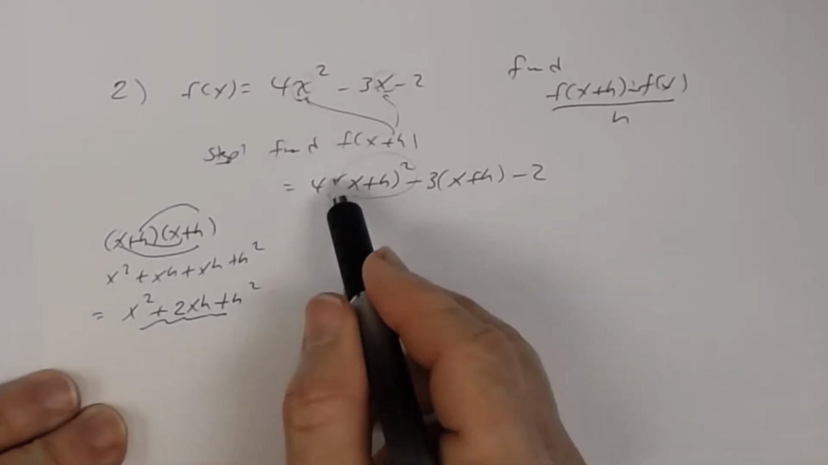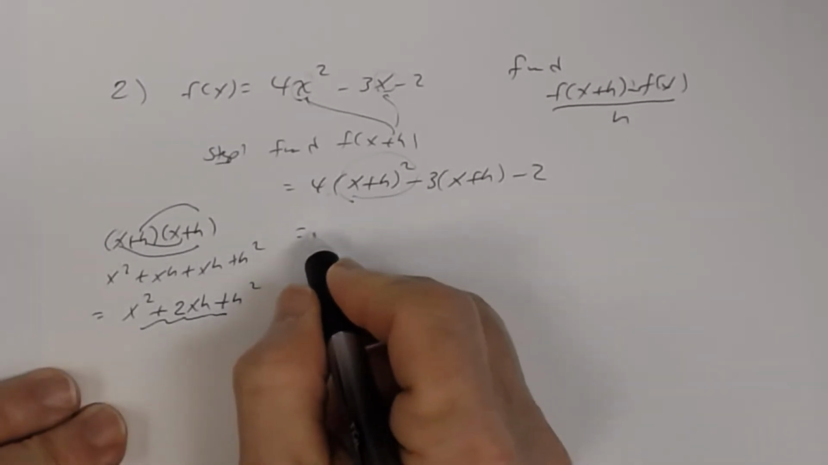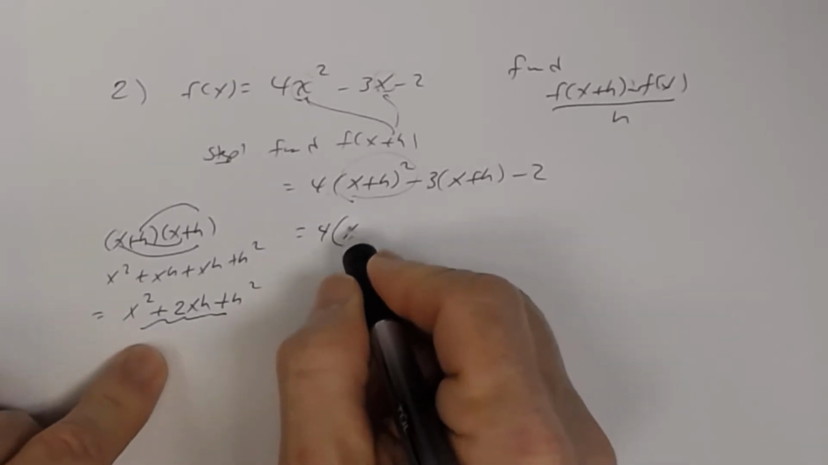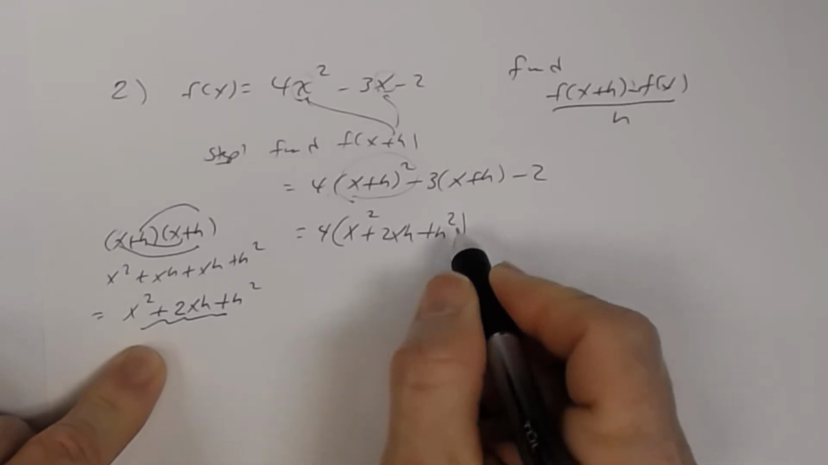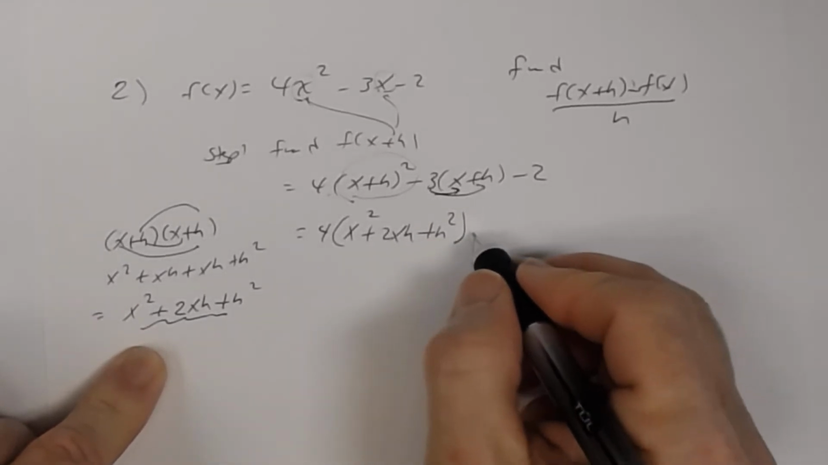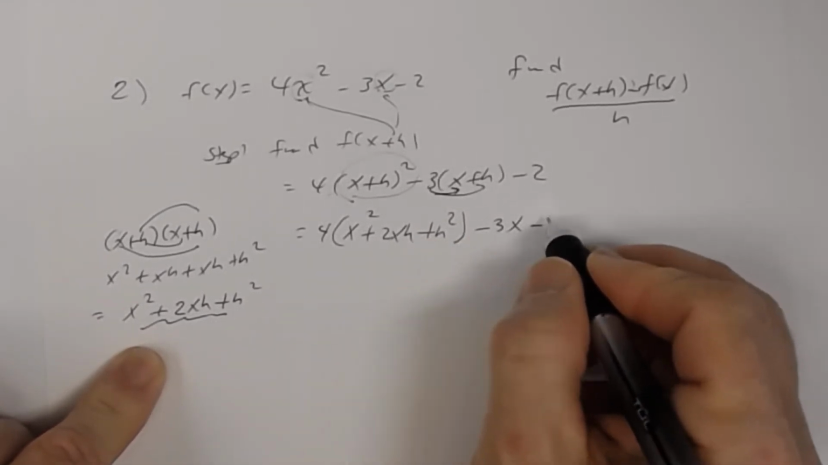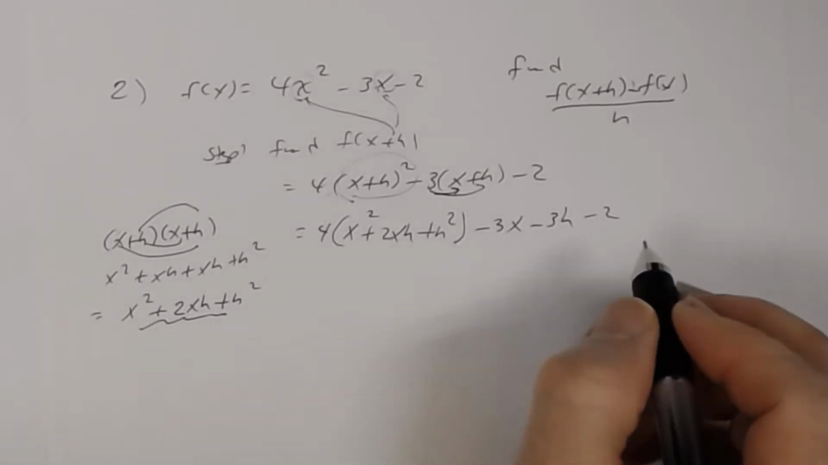But remember, that's being multiplied by 4. So you got to say this now. You got to say 4 times this trinomial, x squared plus 2xh plus h squared. Then go ahead and distribute the negative 3, so that becomes minus 3x minus 3h, and then minus 2.